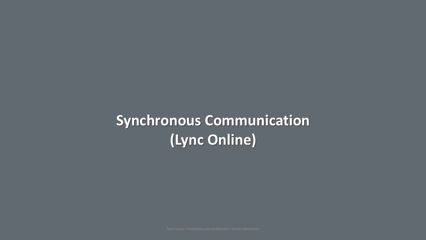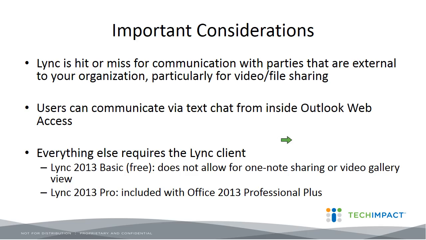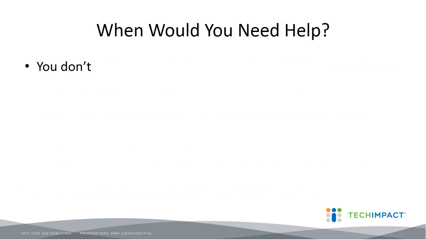Lync is also very, very straightforward. I have all 3 slides about that. The one thing to keep in mind is that for a lot of stuff you need the Lync client. There's a free basic version of the Lync client which you can download through Office 365. It doesn't allow for OneNote sharing or a video gallery view where you can see multiple people's faces at once. For that you need the Lync 2013 Pro client, which is included with Office 2013 Professional Plus through TechSoup or if you have the E3 licenses. So just keep that in mind. Again, you don't need our help for that. And that's really it as far as covering a broad overview of moving to Office 365.